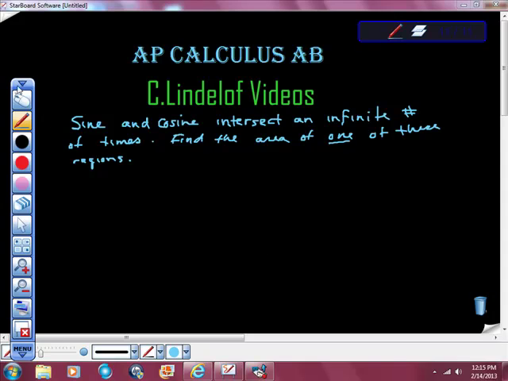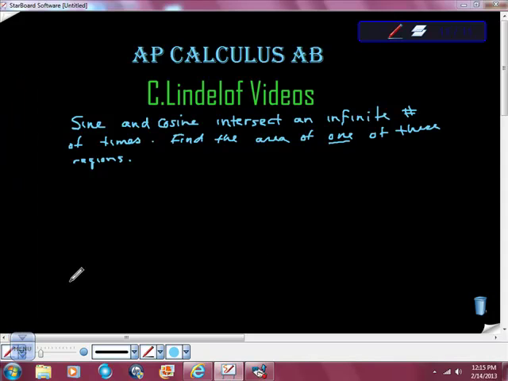All right, this is a question that looks like something you might see on the AP Calculus AB exam, where sine and cosine intersect an infinite number of times. Find the area of one of these regions. And of course, we know that the bounding regions of each area are equal. So let's just take a look at what this might look like.